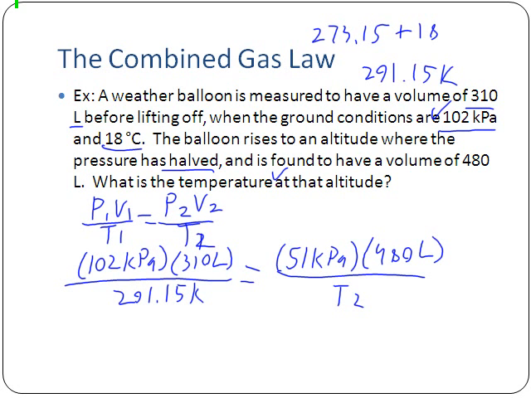Once again, we're going to cross multiply this. In this case, we have to get this T all by itself. So we're going to have to get the T2 up top. In doing that, we're going to have to move the 291 up here, and move these two down to the bottom. So effectively, to work this out, we've got on our right side our 51 kilopascals times our 480 liters.